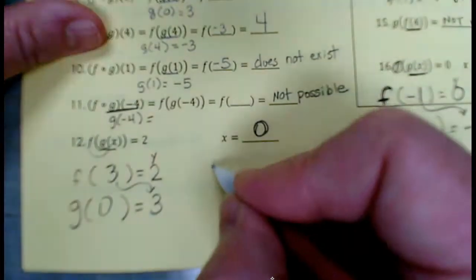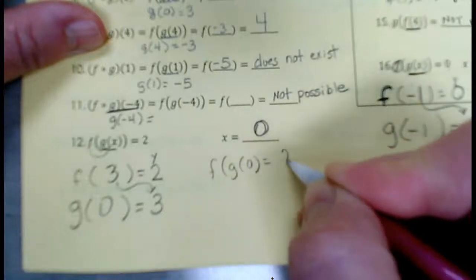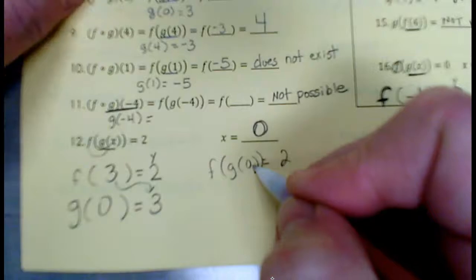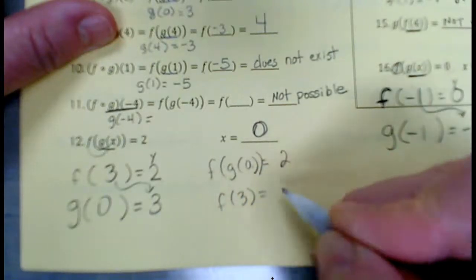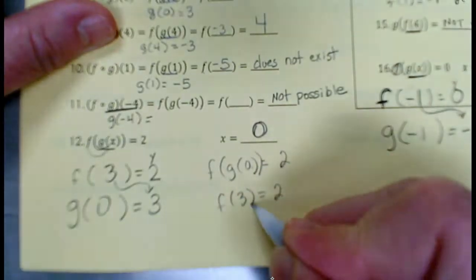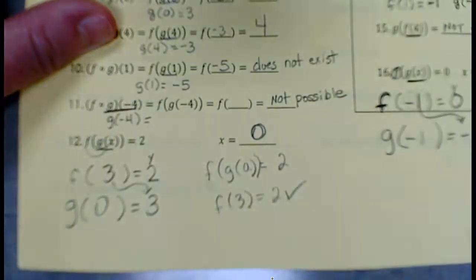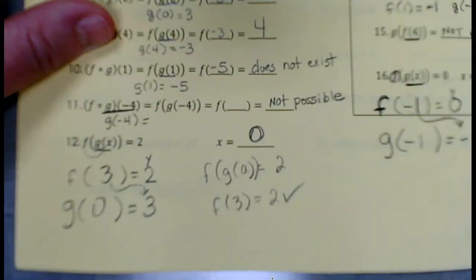If you wanted to check it, is that equal to 2? G of 0 would be a 3. Is f of 3 equal to 2? Yep. That is using function notation in composites with tables.